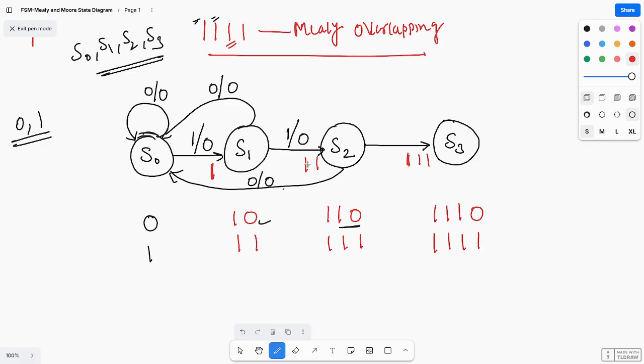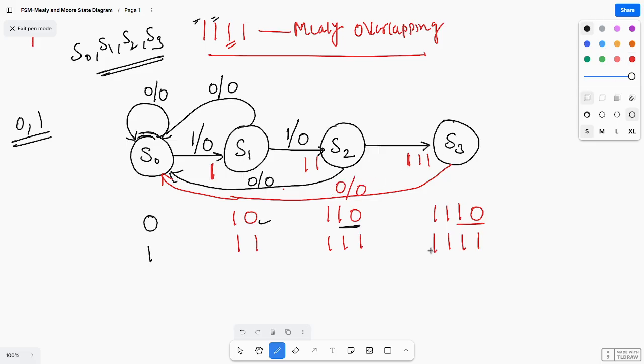Okay, so here I am checking, if it is 0, I am checking 3 bits, anywhere matching, not matching. I am checking 2 bits, anywhere matching, 1 0. 1 0 is also not matching. 0 is matching, so if it is 0, it will go to S0. I didn't get the sequence, output is 0.